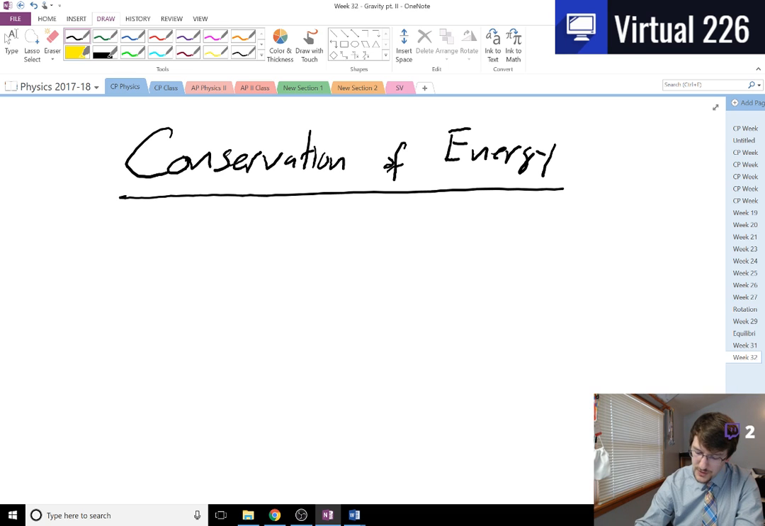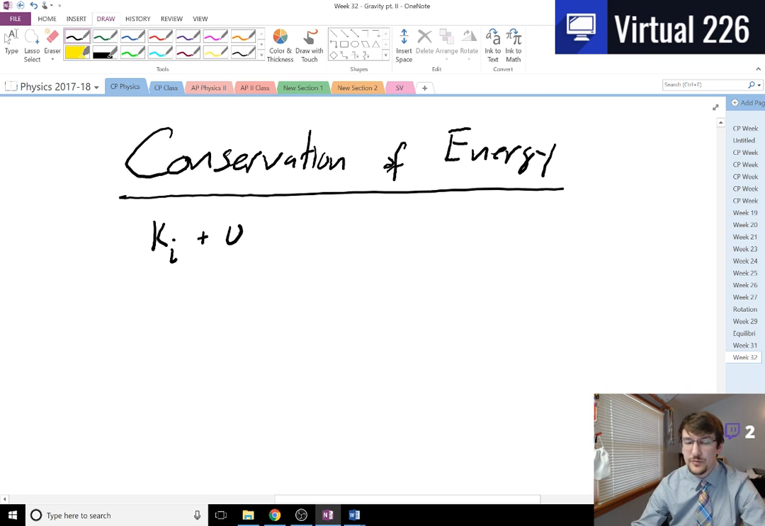Conservation of energy, though, kind of starts the same way as it always did. The kinetic energy you had initially plus the potential energy, and I'm going to use the letter U here instead of PE if you're familiar with that. That U is the potential energy. But the potential energy you have initial has to equal the final kinetic plus the final potential.